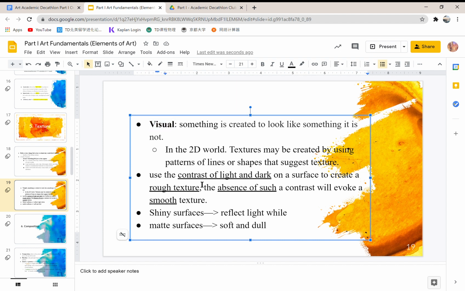Okay, so you use the contrast of lights and darks on the surface to create a rough texture. The absence of such a contrast will evoke a smooth texture. Shiny surfaces reflect light pretty well, and matte surfaces are soft and dull.